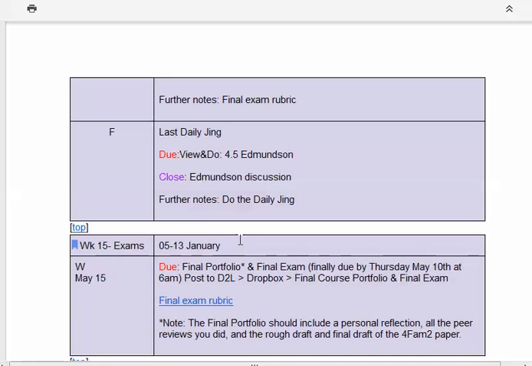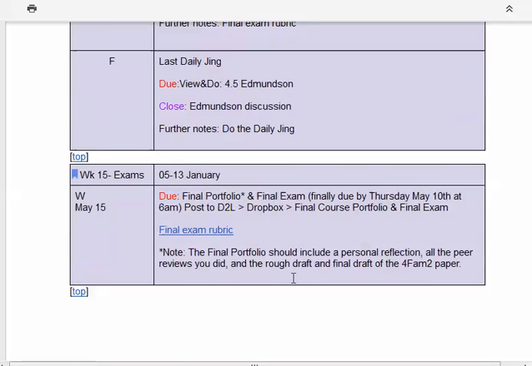This is wrong, of course. As you can see, it's January. So I'm going to change this over the weekend, and you'll have an idea of when the portfolio and the exam are going to be due. Usually I have them due the middle of exam week, like the Wednesday. So I'll fix that coming up.